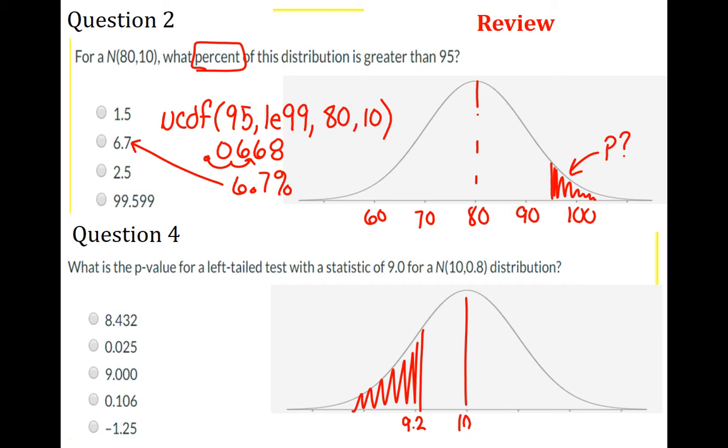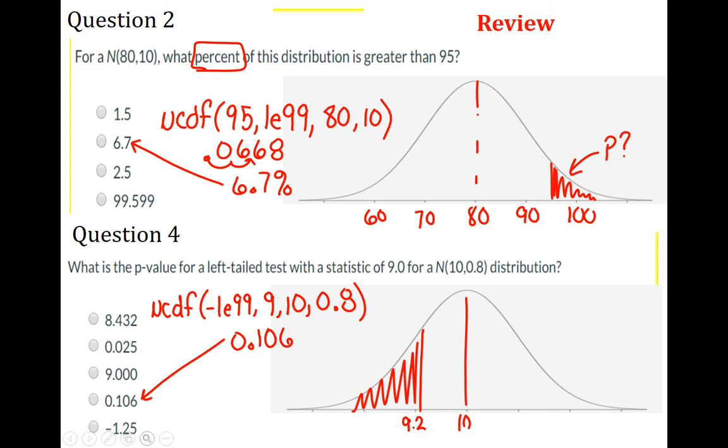So again, now I just have to change my low point. So my normal CDF function again, -1E99 is my low cut point. 9 is my high. My mu is 10. And I'm distributing on a standard deviation of 0.08 and 0.106 when rounded, 1.06 unrounded. This one didn't ask me for a percentage. It asked me for a p-value. Okay. So the p-value is the decimal. The percentage is the percentage.